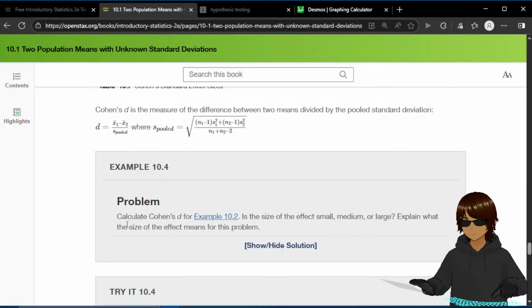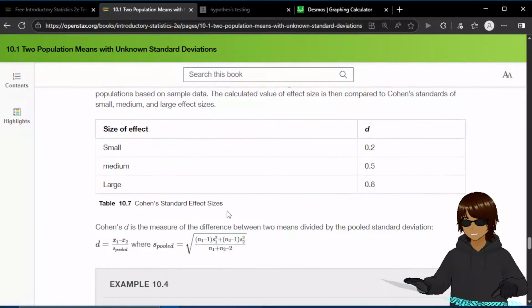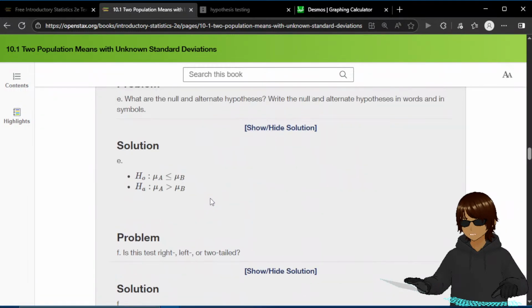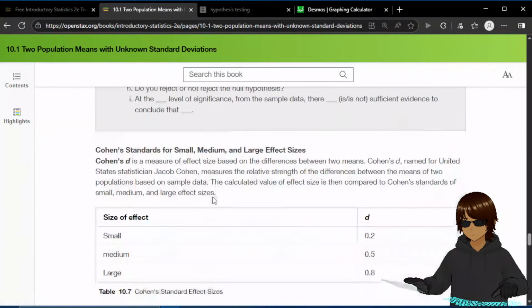Calculate Cohen's d for example 10.2. Is the size of the effect small, medium, or large? Explain what the size of effect means for this problem. 10.2 is for which problem? This? Okay.